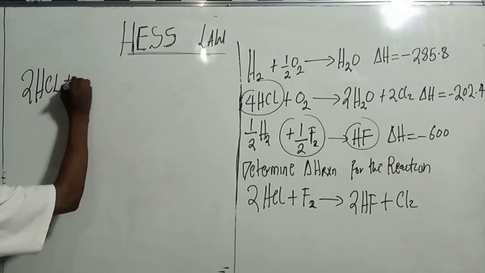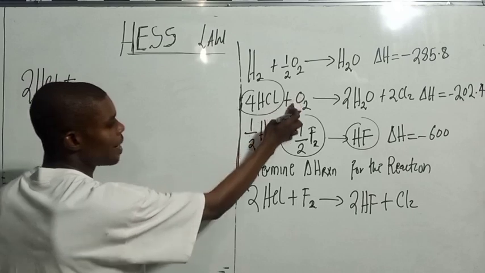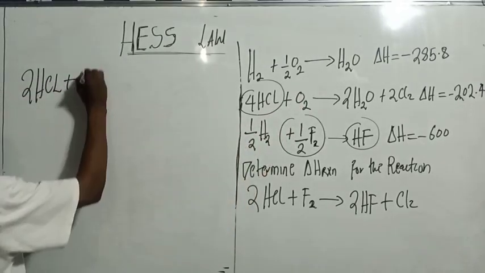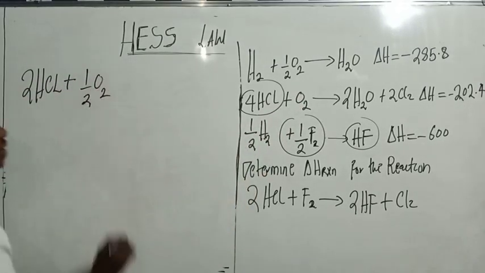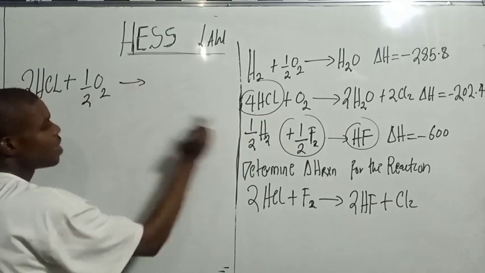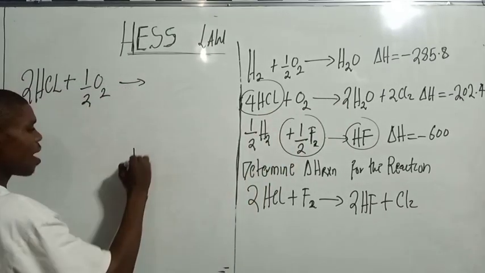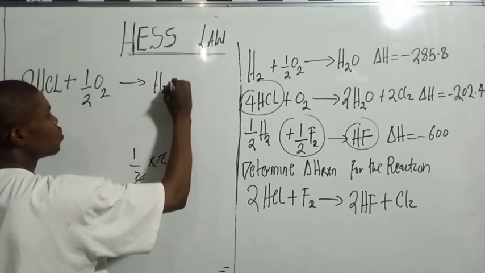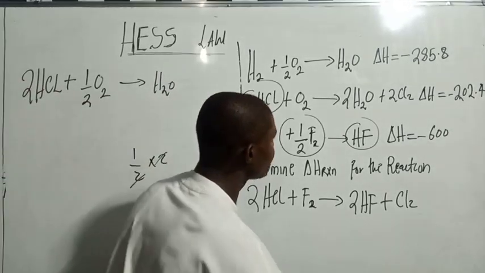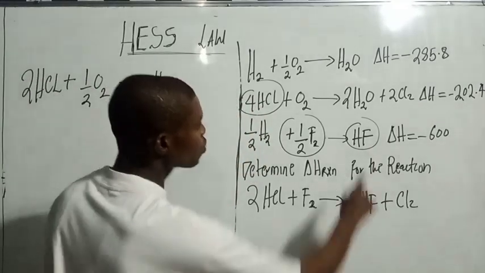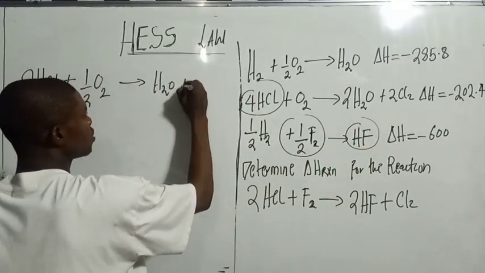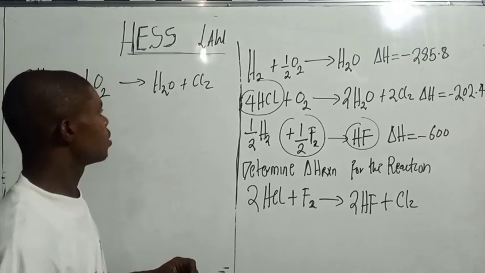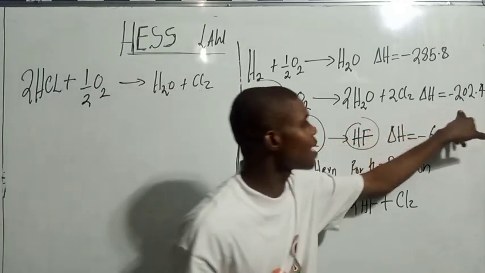So then I'm going to have 2HCl plus half times 1. Remember there's 1 here, right? Half times 1 is going to be half O2. Can you see that? Then half times 2 is 1, so you have H2O. So half times this here is just Cl2, right?